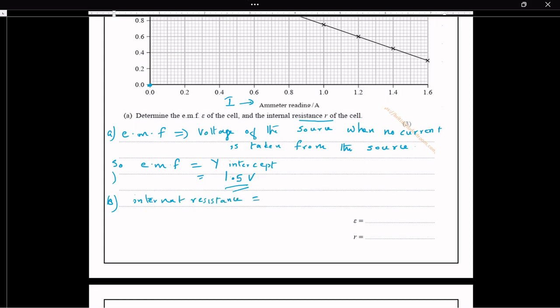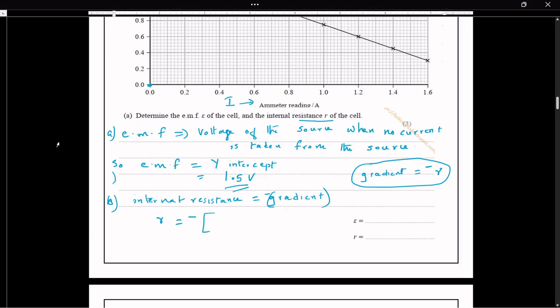Internal resistance equals the negative of the gradient, because from the graph the gradient is negative R. Therefore, to get the R value, we take the negative of the gradient. So R is equal to the negative of the gradient. Let us calculate what the gradient is.